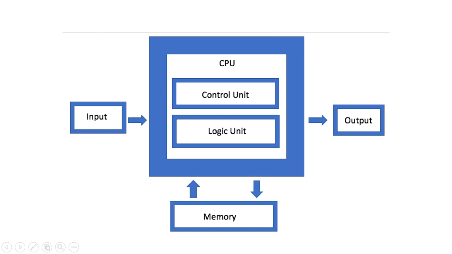Next, we have the memory. In the von Neumann architecture, both instructions and data are stored in the same memory space. This is a key feature because it allows for more flexible and efficient use of memory, but it also means that the system can be vulnerable to certain types of errors and exploits, such as those caused by trying to execute data as if it were code.